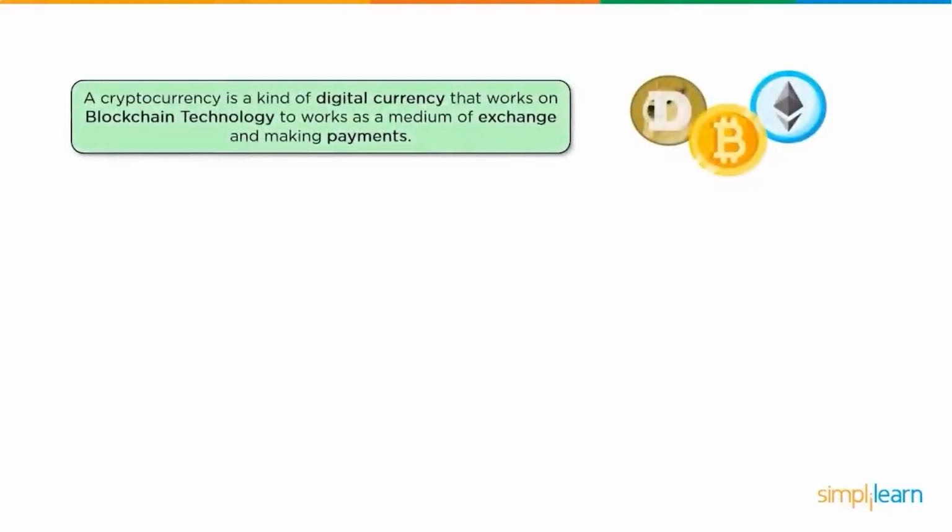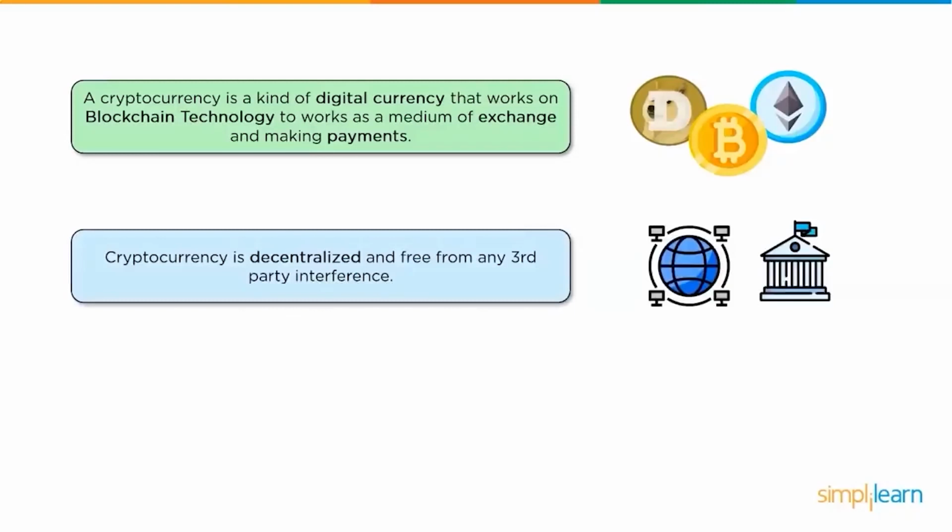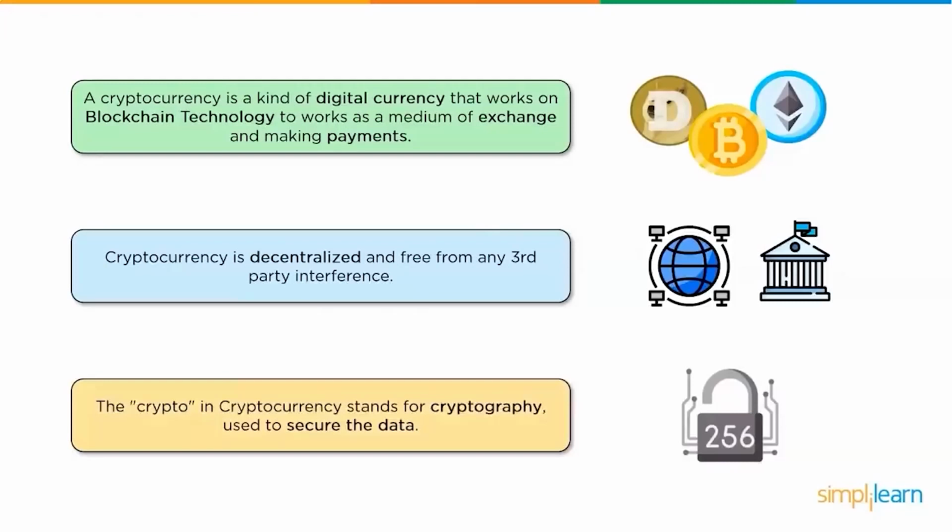A cryptocurrency is a kind of virtual or digital currency that works on blockchain technology, a public ledger enforced by a distributed network of computers. It works as a medium of exchange online to buy goods and services and make payments. For example, Bitcoin, Ethereum, Dogecoin. These are some of the popular cryptocurrencies. Cryptocurrency is decentralized and free from any third-party interference, which means it is not issued or controlled by any government or central authority. The crypto in cryptocurrency stands for cryptography, which uses encryption and decryption to secure the data.